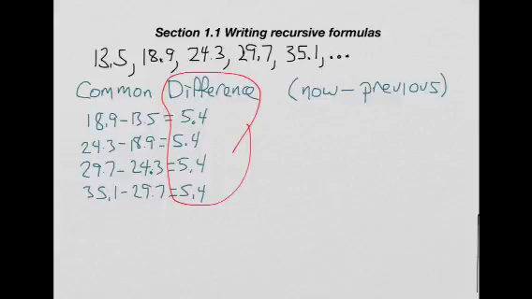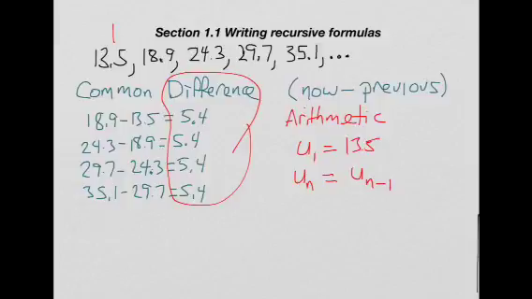So for our recursive formula, we know now this is arithmetic because it has a common difference. So for our formula, we need our starting number. Since we just have a list of numbers, we're going to say that's my first number. So it's going to start with u sub 1 is 13.5. To get any number in the sequence, my u sub n, I take the previous number, which is u sub n minus 1, and I add 5.4. And that is my recursive formula for this sequence.